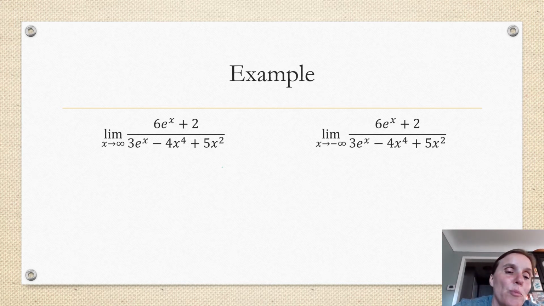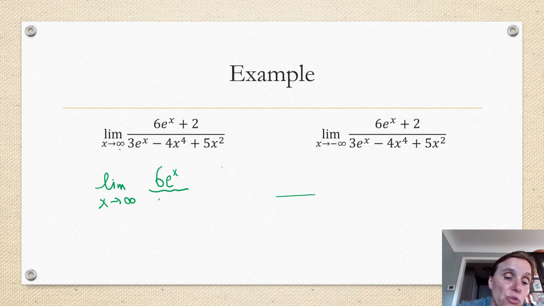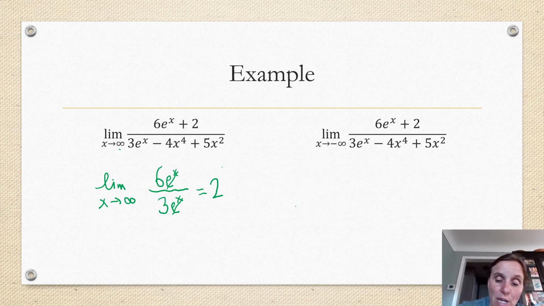Okay, so if I'm going to positive infinity, 6e to the x is going to have the biggest impact on my numerator. That plus 2 is going to basically do nothing. In my denominator, I would choose the largest exponent, except the exponential is going to be way more important than the exponent. So I'm going to choose 3e to the x for the end behavior. The e to the x's cancel, so I get a limit of 2. So that means that this function has a horizontal asymptote of y equals 2.